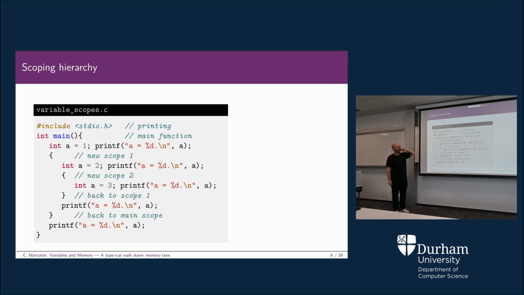So that's standard I/O, which maybe you learned a bit about yesterday. That's just for printing, because all of these programs are compilable and runnable. It helps if it actually does something. We have our int main, and then we have int a equals 1, and then we printf the value of a. And then we create a new scope, and we say int a equals 2, and we printf a. And then another new scope, int a equals 3, and we printf a. Then we go back to scope 1, we print a again, and back to our main function scope, and print a again.